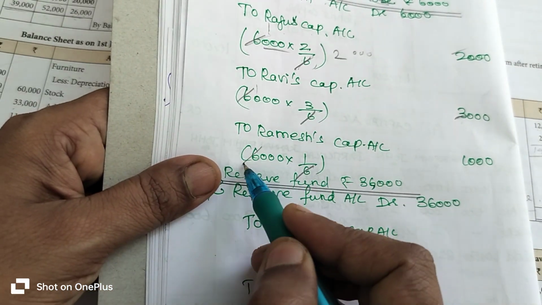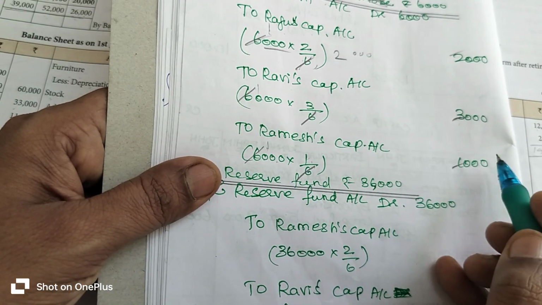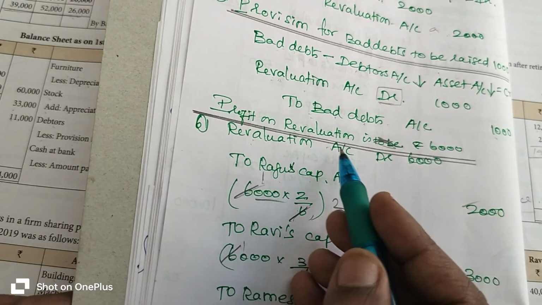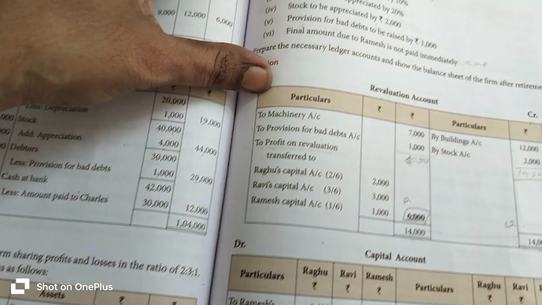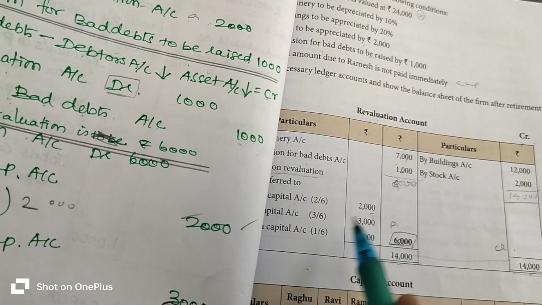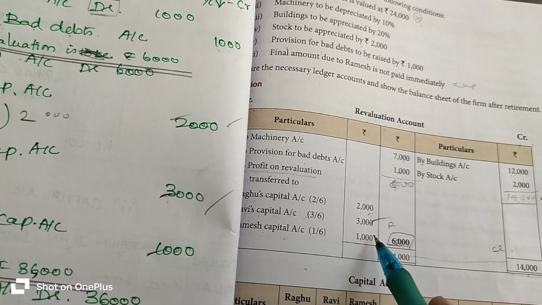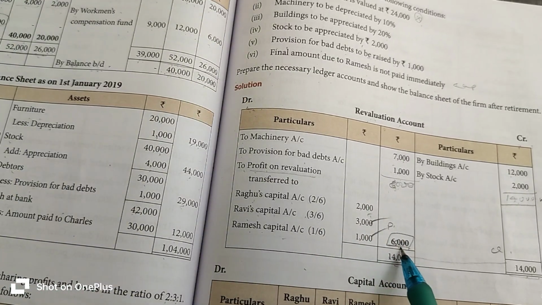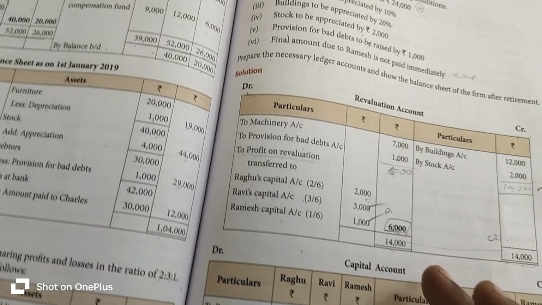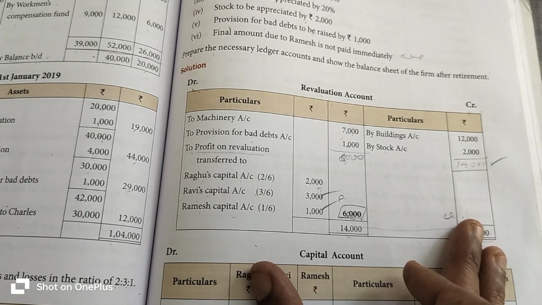Then for Ramesh, the 6 is cancelled, 1,000 into 1 is 1,000 rupees, to be distributed to Ramesh's capital account from the profit on revaluation account. So accordingly we entered Raghu's capital account 2,000 rupees, Ravi's capital account 3,000 rupees and Ramesh's capital account 1,000 rupees, distributed from the 6,000 rupees profit on revaluation account. So the first ledger account, the revaluation account, is completed.